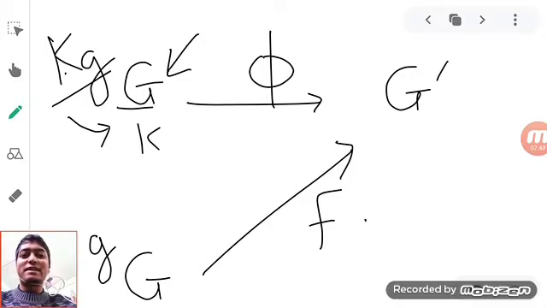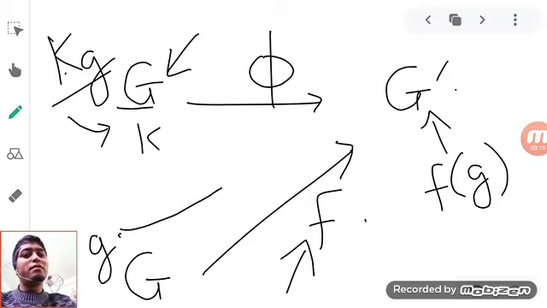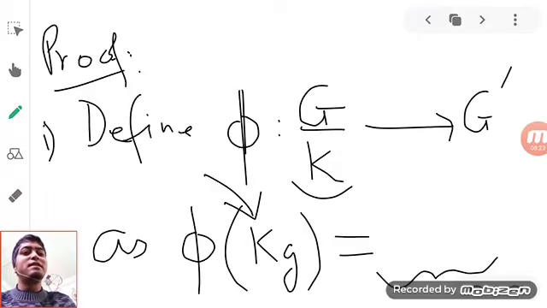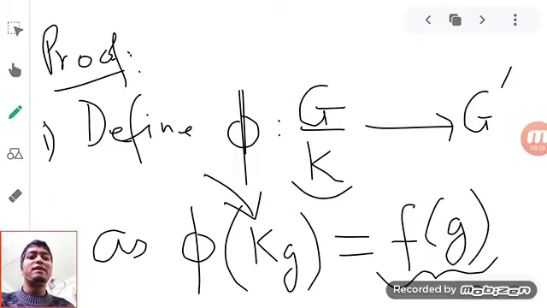Now this function already exists because it is given. So g is taken by f to G dash. An element over here will have the form f(g), because this function is already given, it already existed. So that is why g over here will be taken by the function f to this f(g) in G dash. So what can we do over here? We will define a function phi from G by K to G dash in this way, phi(Kg) = f(g). We are guaranteed that this element f(g) is in G dash.